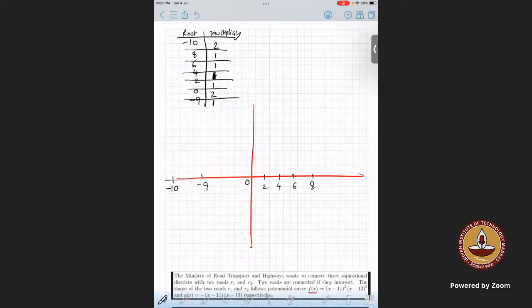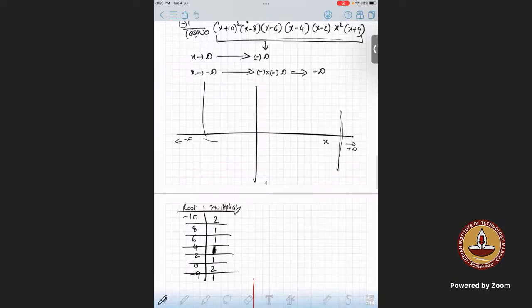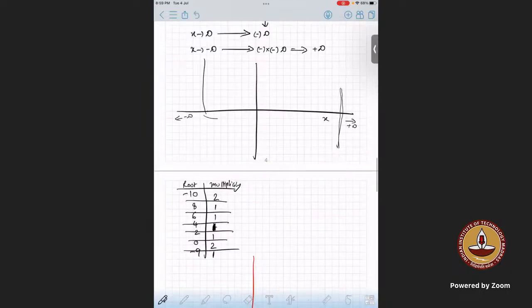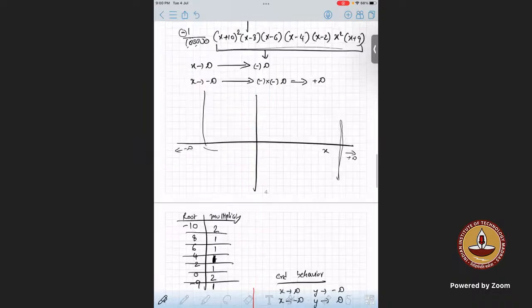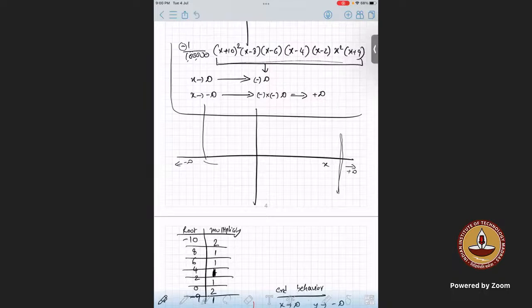minus 9. Look, we already know the end behavior. It goes to minus infinity one way and plus infinity the other way, as we already calculated. If x tends to infinity, then y becomes minus infinity. And if x tends to minus infinity, y becomes infinity. I already discussed it here. Don't worry. Okay.